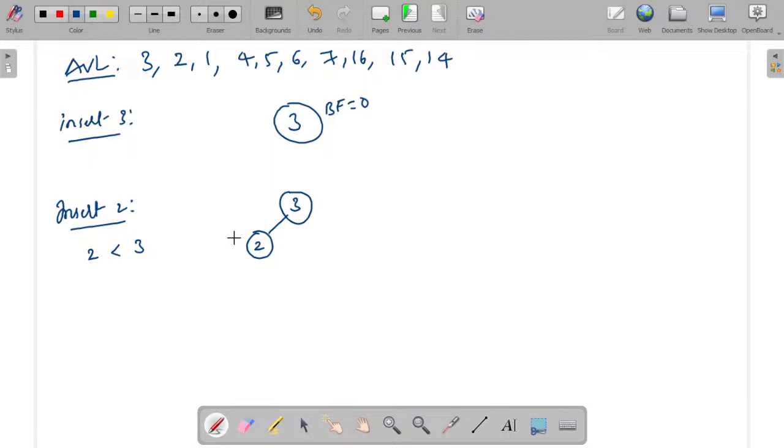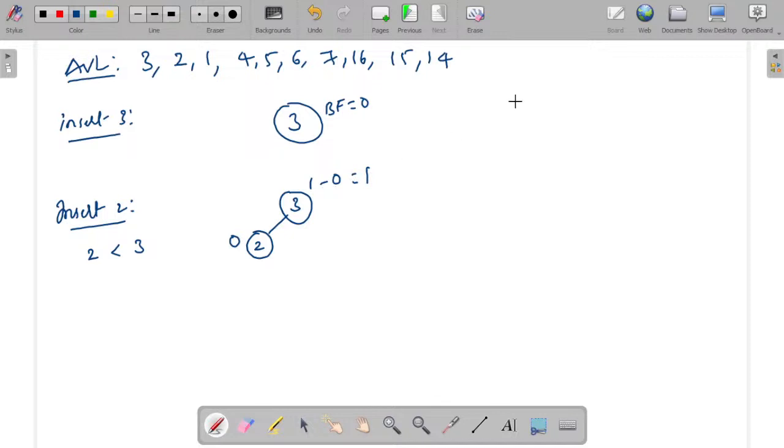So the balance factor for a leaf node is always 0, and the balance factor for this node changes now. In the left subtree, we have one child node, and that is the deepest leaf child. So the height is going to be 1. So 1 minus, and in the right subtree there are no nodes, so it is going to be 0. So the final balance factor for this node is going to be 1.